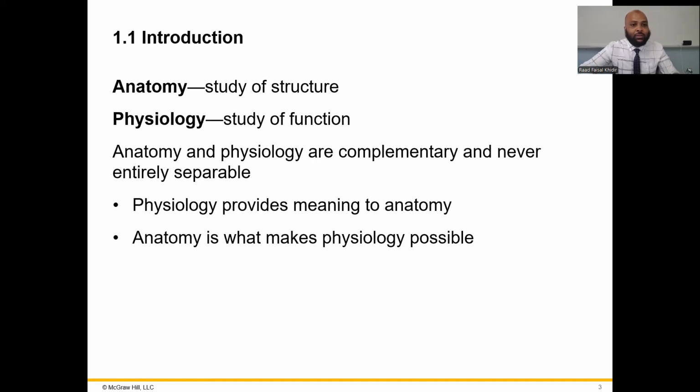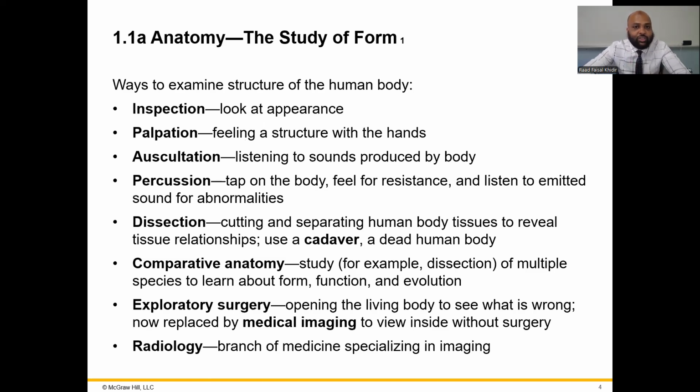So let's talk about just a quick review of what we have done so far, and that is we have outlined the difference between anatomy and physiology. We said that anatomy is the study of the structure, while physiology is the study of the function. And we examine the structure of the human body by inspection. So we inspect, we look. Is there redness? Is there swelling? Is there a change in the tissue architecture?